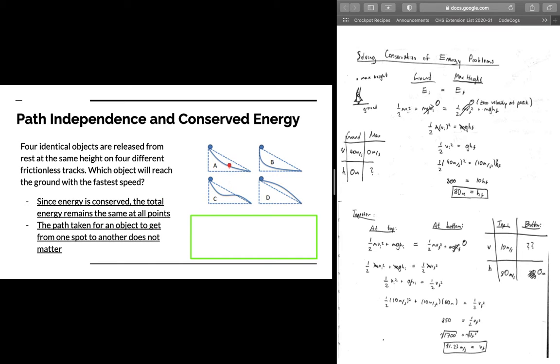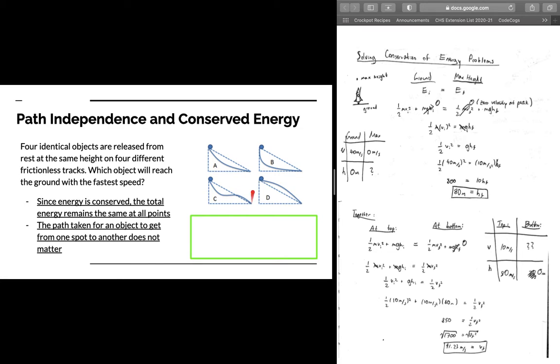So let's take a look at what's happening right here. Each object starts from the same height, all right? So as a result, they're all going to start at the same amount of potential energy, okay? As each of these objects falls, its potential energy is going to be converted to kinetic energy, regardless of the path taken. Again, the path taken does not matter. So once we reach the bottom right here, all this potential energy for each ball is going to be converted strictly to kinetic energy. Again, we don't have friction here.